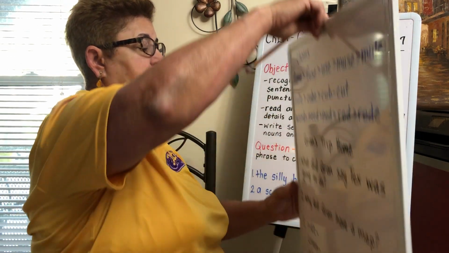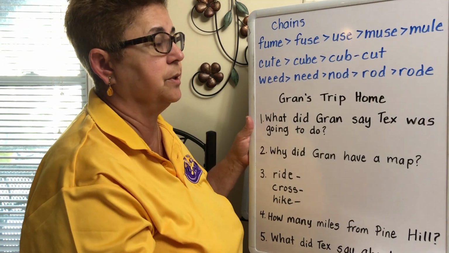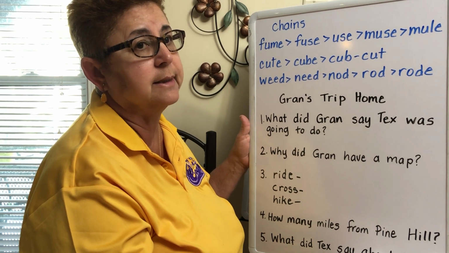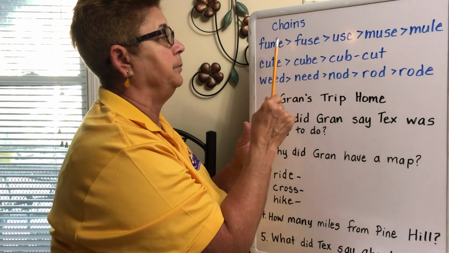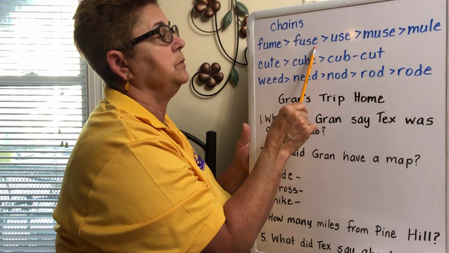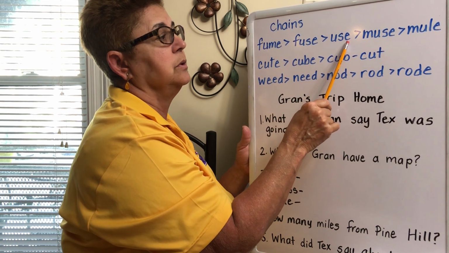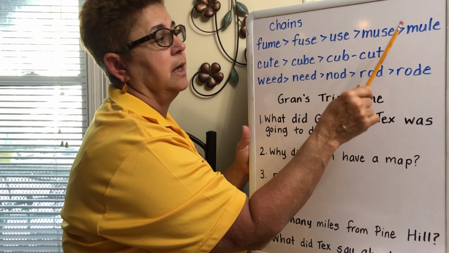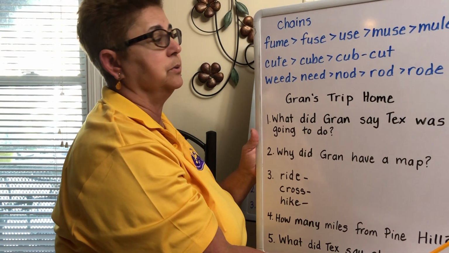Right now, we're going to review some changes because when we're looking at a word and we don't know the word, but we know a word that looks a lot like it, if we change a letter, sometimes we will know the word. So let's look at fume. If we change the M to an S, it becomes fuse. If we take off the F, it becomes use. If we add an M, it becomes muse. And if we change the S to an L, it becomes mule.